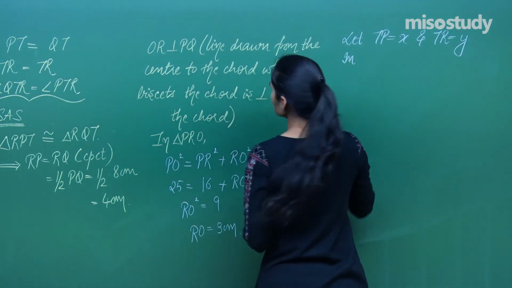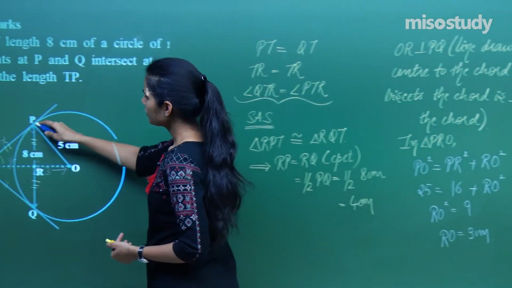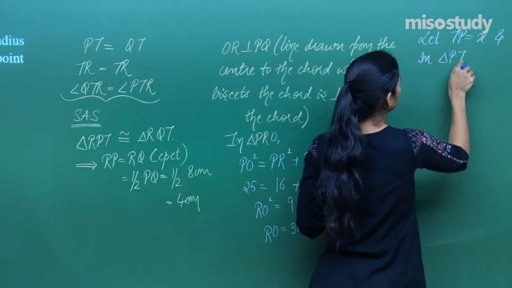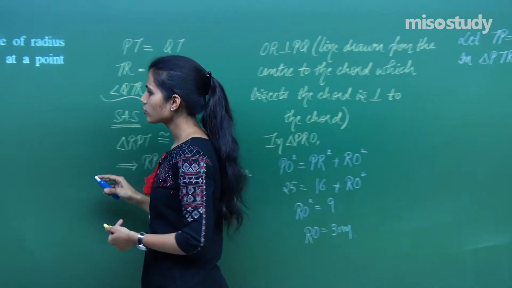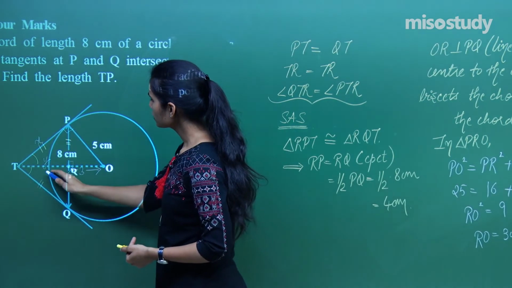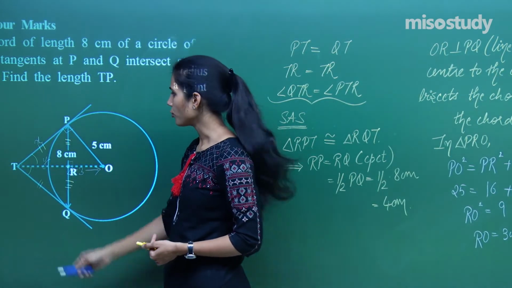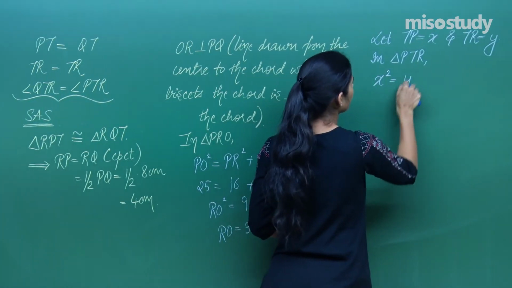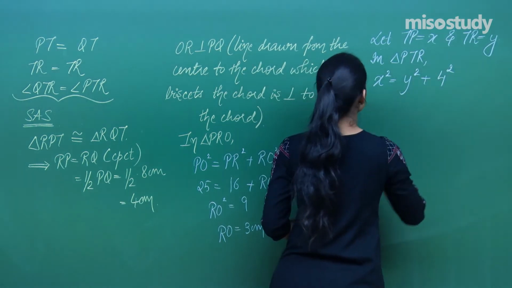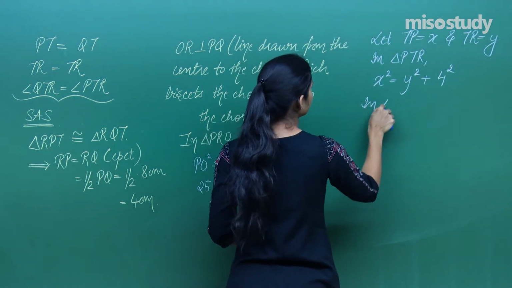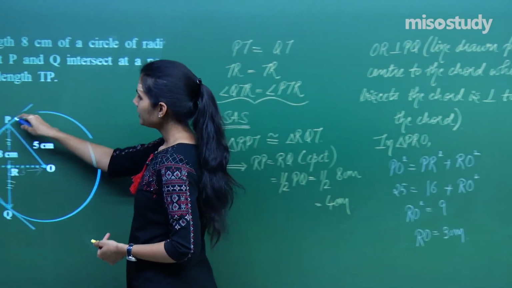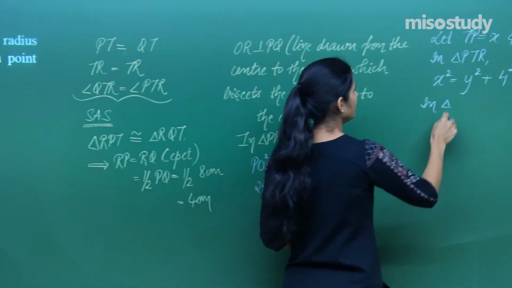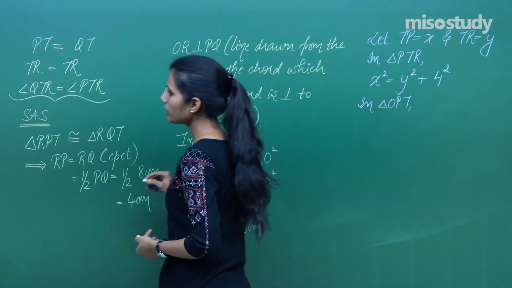Then I have two right triangles before me. One is right triangle PTR. So in triangle PTR, you have hypotenuse square equals base square plus perpendicular square. So x square equals y square plus PR square. PR is 4. So x square equals y square plus 4 square, and 4 square is 16. Another right angled triangle is what? Because OP is perpendicular to TP, so OPT is another right angled triangle.